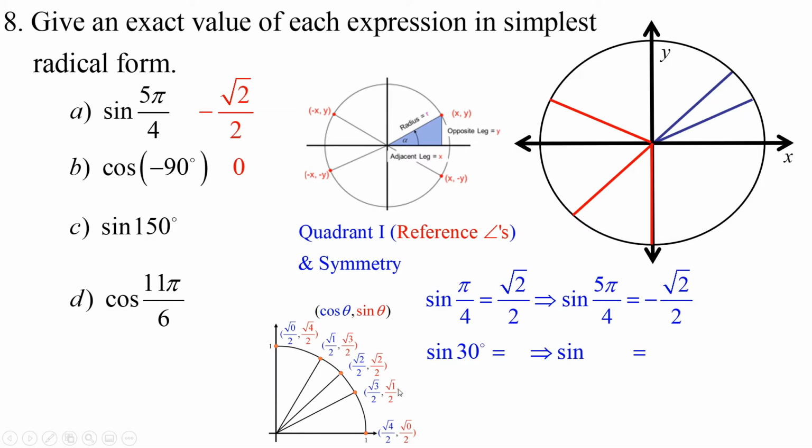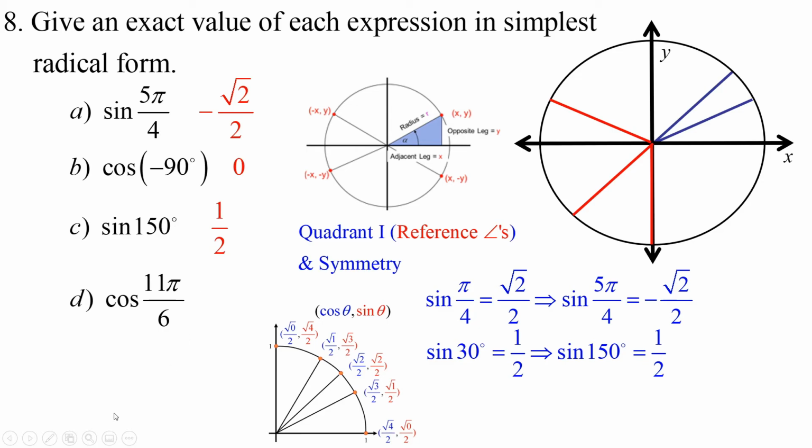And you see it right here in your first quadrant reference angles, that's a 1/2. So that implies sine of 150 degrees. Well, we're going to have the same vertical distance again, so that has to be 1/2. So the answer to C, 1/2.